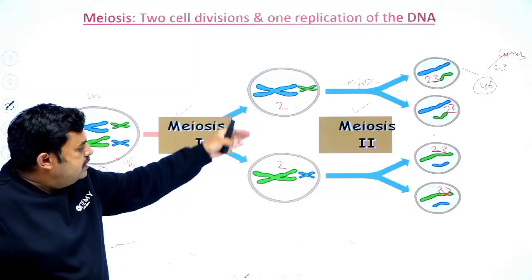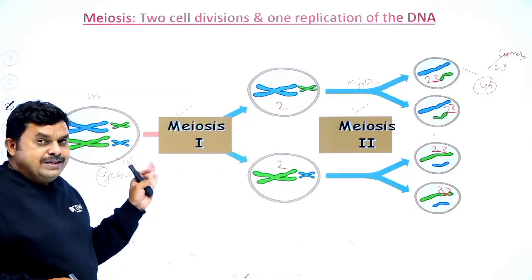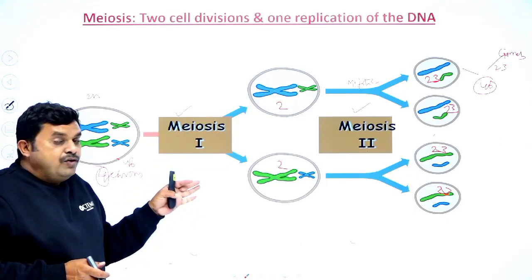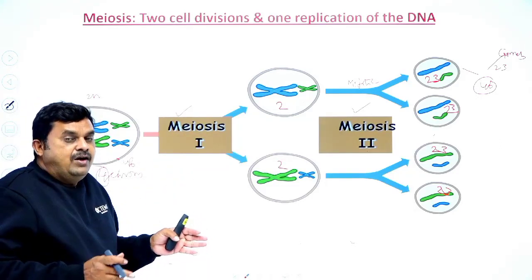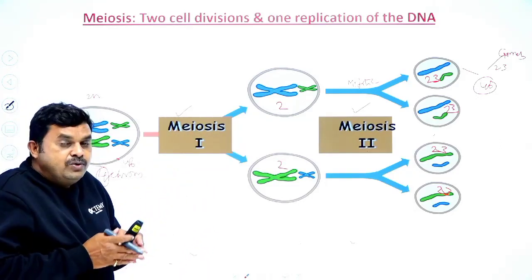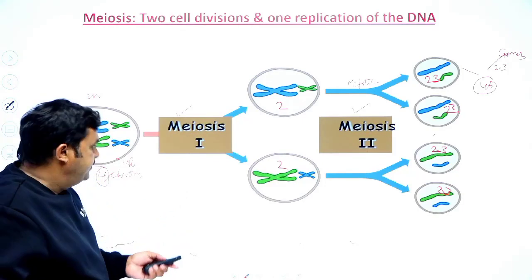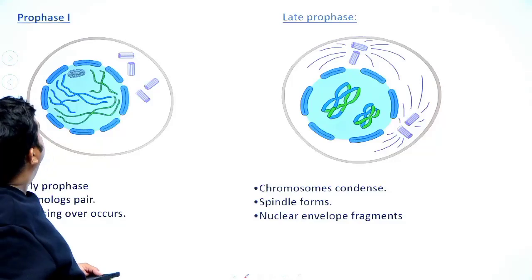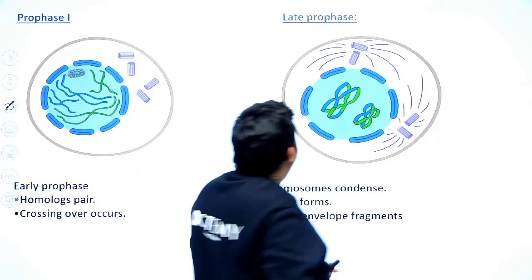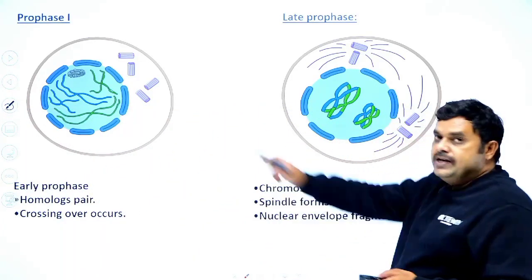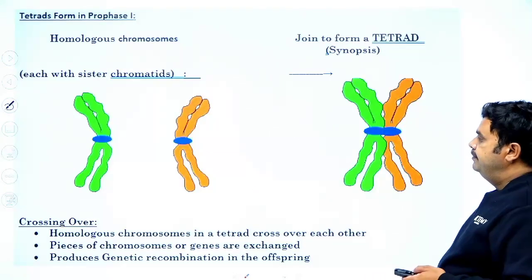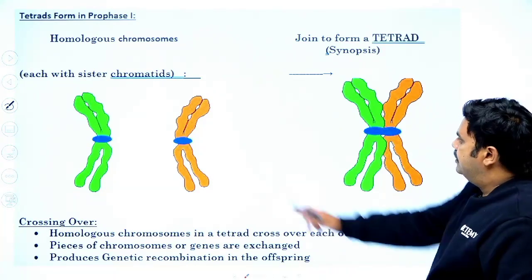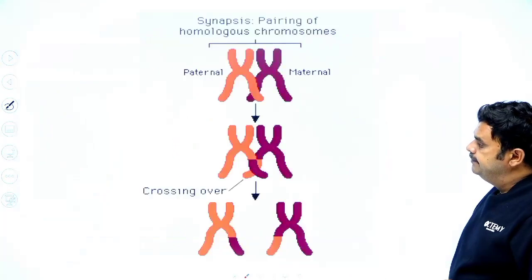How will the mother cell divide into 2 cells where the number of chromosomes is decreased by half? How is it decreased to half of the chromosomes? You see, again it is divided into prophase 1. In prophase 1, the chromosomes are paired.